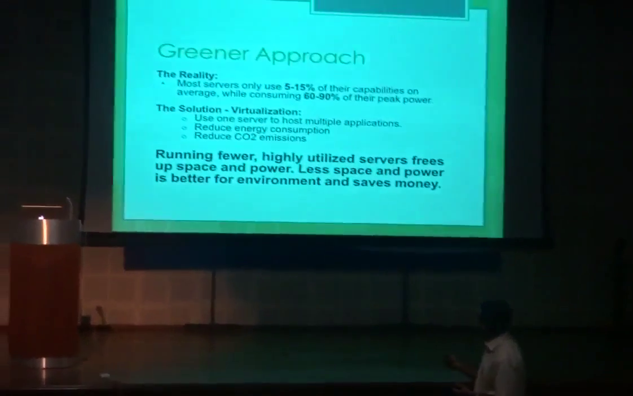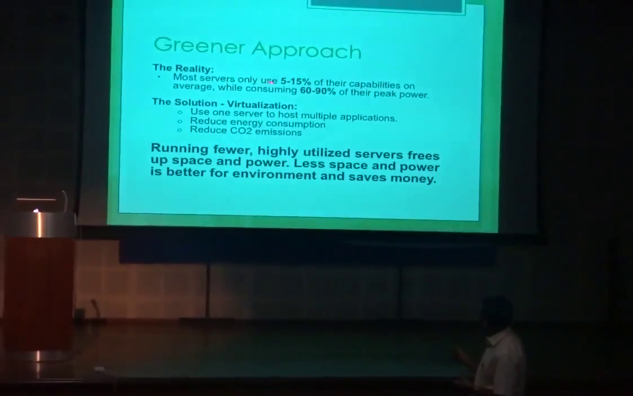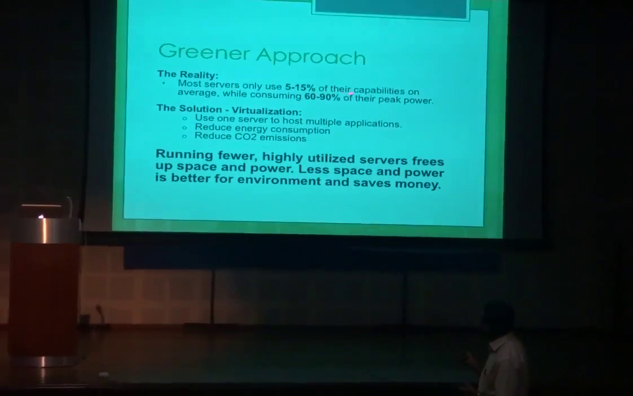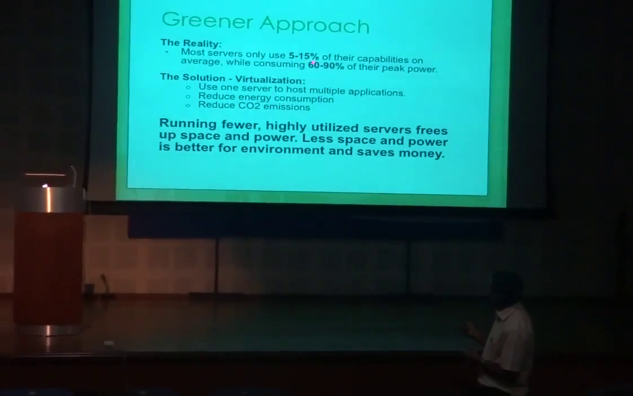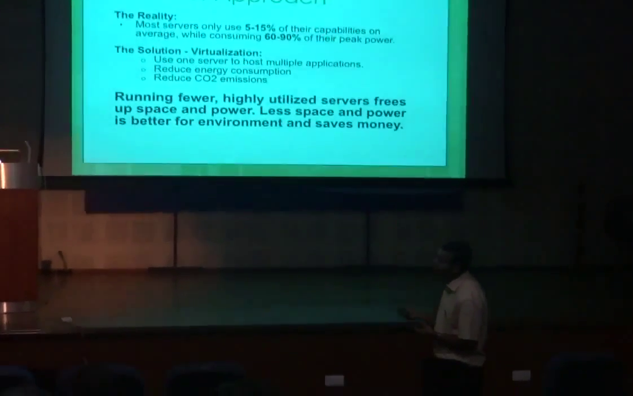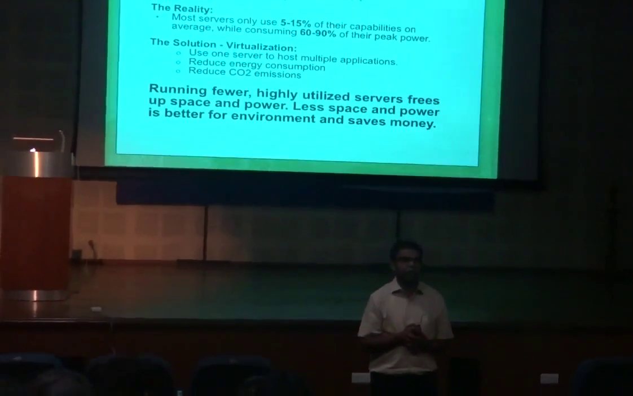The very first line explains almost each and everything. Most servers only use 5 to 15% of their capabilities on an average, while consuming 60 to 90% of their peak power. What does it mean? Can anyone explain?